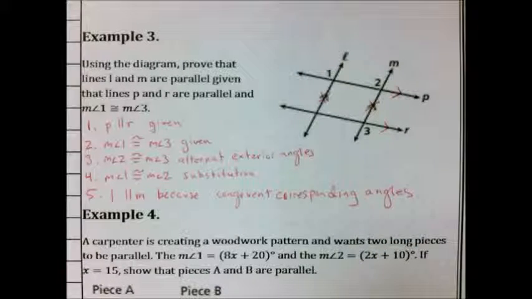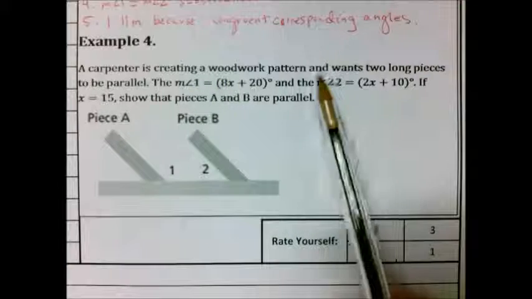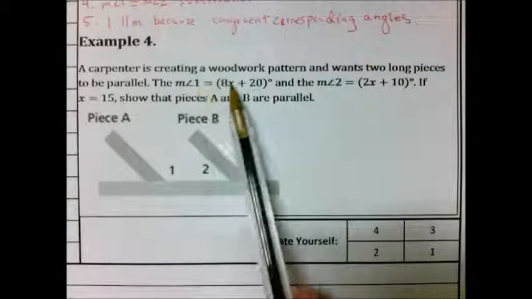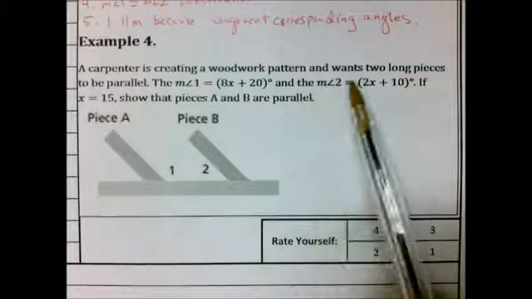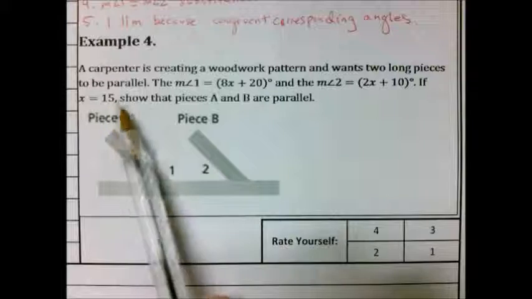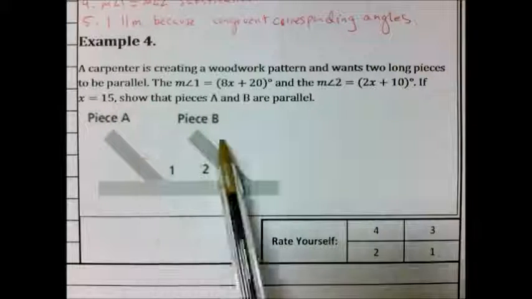All right, last example. This last example says that a carpenter is creating a woodwork pattern and wants two long pieces to be parallel. The measure of angle 1 is 8x plus 20 degrees, and the measure of angle 2 is 2x plus 10 degrees. If x equals 15, we need to show that piece A and piece B are parallel.